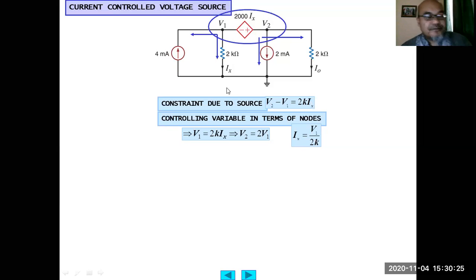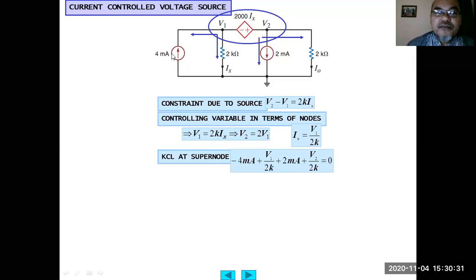At the supernode, the current flowing through here is flowing into the supernode, so we assign a negative value, minus 4 milliampere. Current flowing out through the 2 kilo ohm is Ix, or basically V1 minus 0 divided by 2K. Then the current flowing through this equals this current source, 2 milliampere. Then plus the current flowing through the 2 kilo ohm resistor, or V2 minus 0 divided by 2K, equals 0.